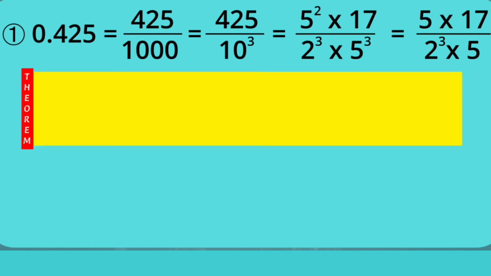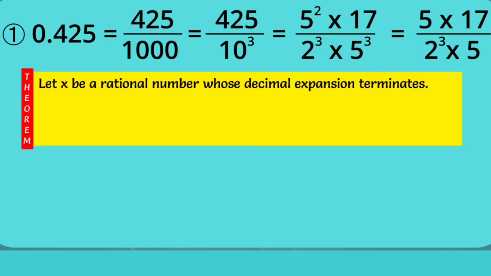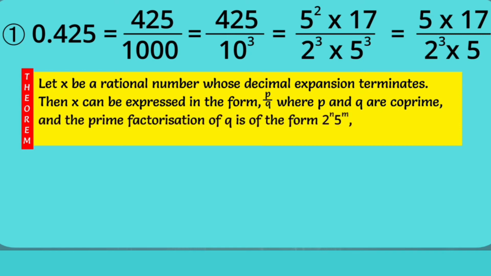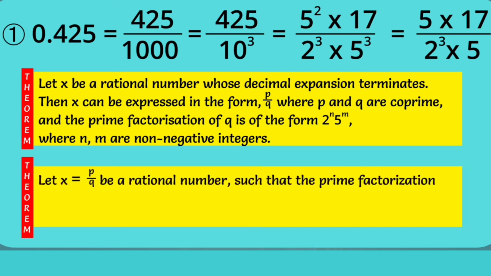The theorem states that let x be a rational number whose decimal expansion terminates. Then x can be expressed in the form p by q, where p and q are co-prime, and the prime factorization of q is of the form 2 power n into 5 power m, where n and m are non-negative integers. The converse of this theorem is also useful for us.